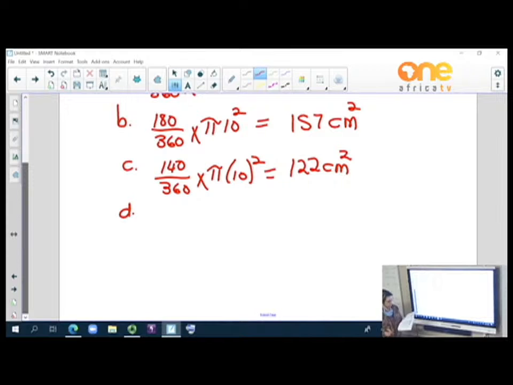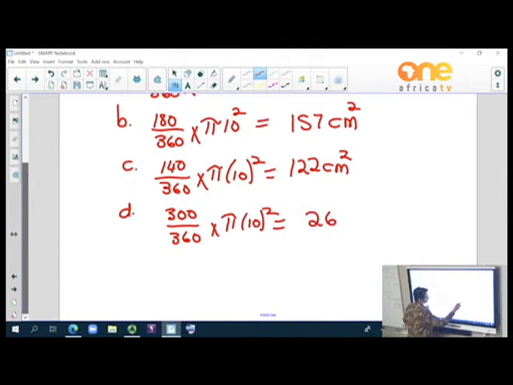Marley, we're back there with you. What is the angle this time? Yes, because they want the shaded area, not the 60. We want the shaded area. So it will be 300 over 360 of pi r squared, 261.8. Do you all get 261, 262? 3 significant figures. Do you all get these answers with your calculators, or do I need to come and help somebody? Okay, I'll come just now.